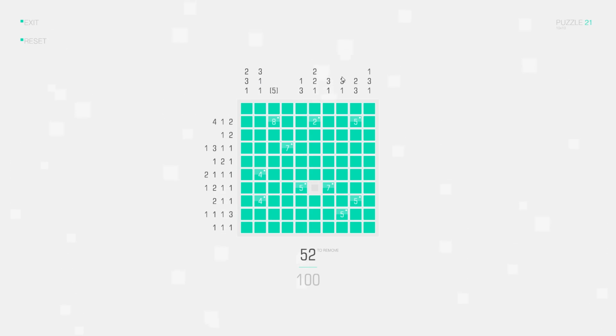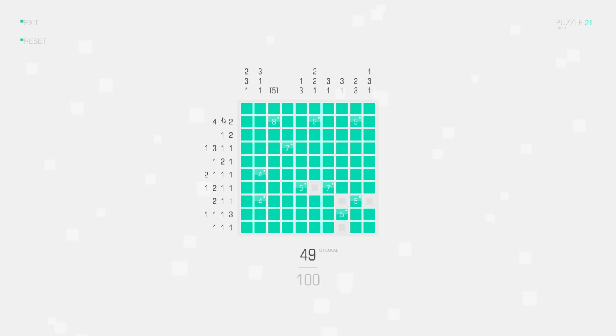So I will start off here with this clue. Actually, in this column we have one separate square at the bottom, which can only be this one, so I can delete these two squares. And in this row we also have a separate square at the end, so I also can delete this square.